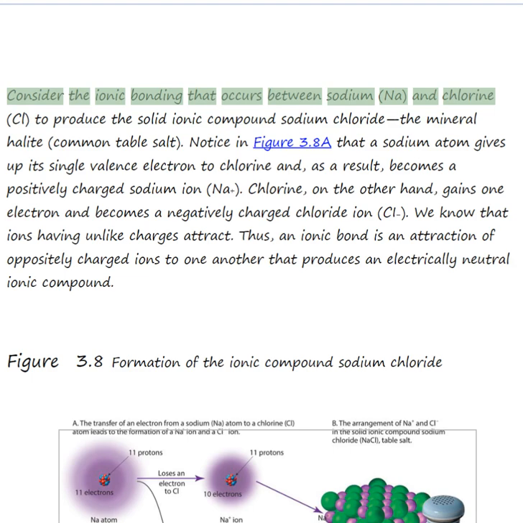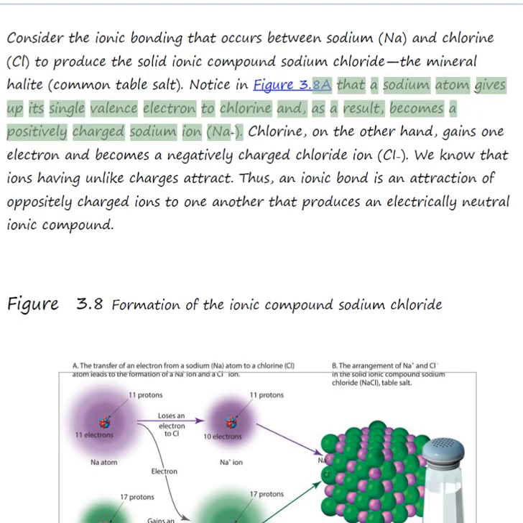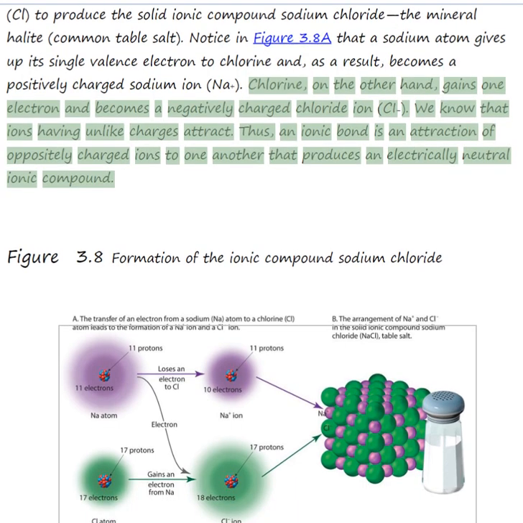Consider the ionic bonding that occurs between sodium and chlorine to produce the solid ionic compound sodium chloride, the mineral halite. Notice in Figure 3.8a that a sodium atom gives up its single valence electron to chlorine and, as a result, becomes a positively charged sodium ion. Chlorine, on the other hand, gains one electron and becomes a negatively charged chloride ion. We know that ions having unlike charges attract. Thus, an ionic bond is an attraction of oppositely charged ions to one another that produces an electrically neutral ionic compound.